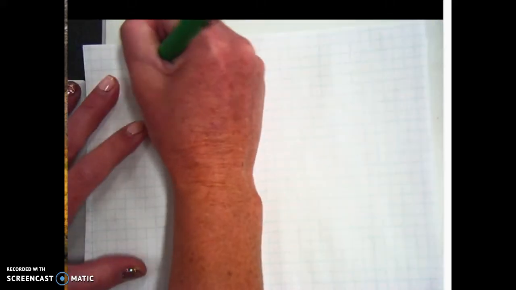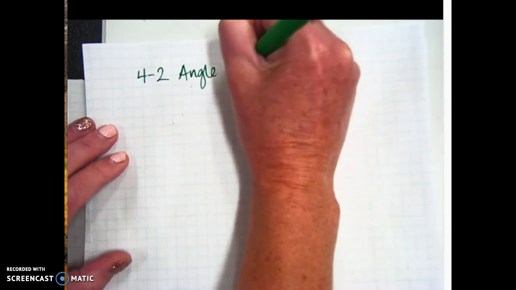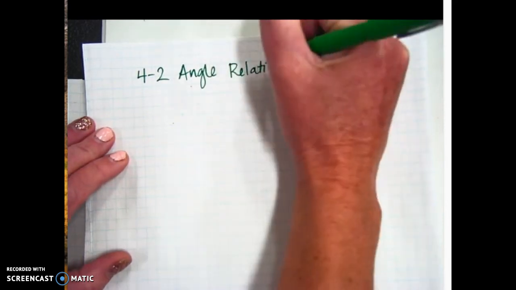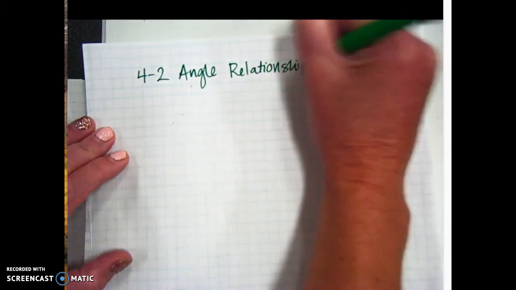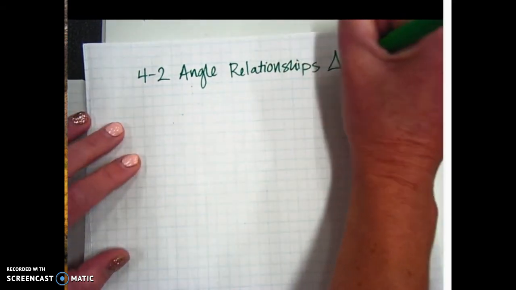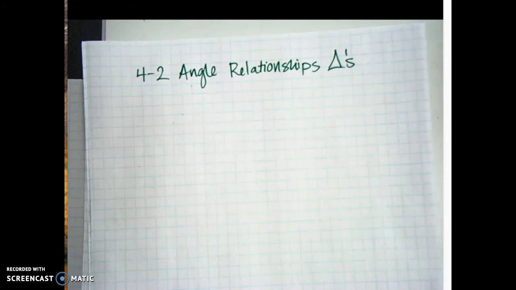So section 4-2 should already be labeled for you. It's called Angle Relationships in Triangles. It should be written on the little flap for you. And so we're going to talk about some theorems and some corollaries and some definitions.